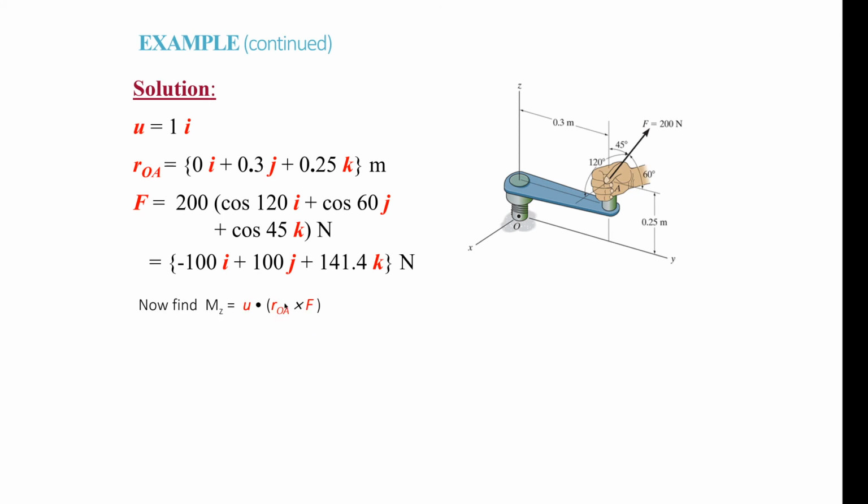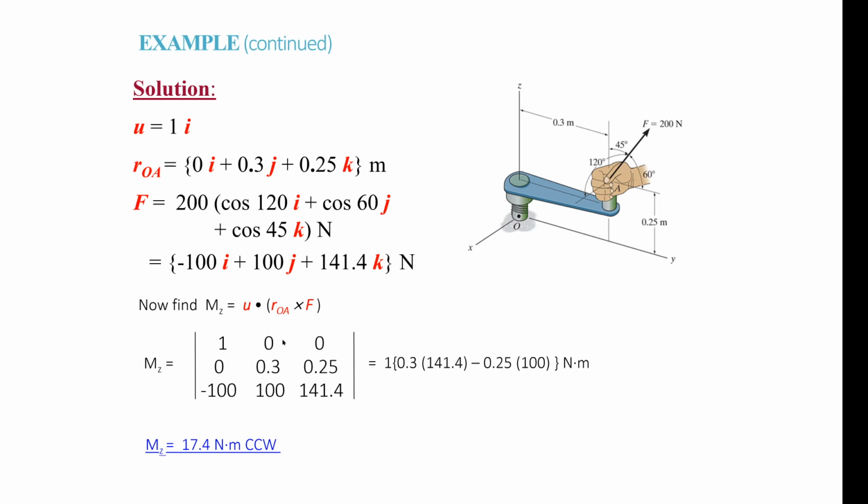Then you can just do the triple scalar product to come up with M_Z. And here it is. So you go through and solve this, which gives us a scalar value, and the end result is 17.4 newton meters. Since it's positive, we know it's going to be counterclockwise. If you think about it, looking straight along this axis, you have a rotation in the counterclockwise fashion around this.